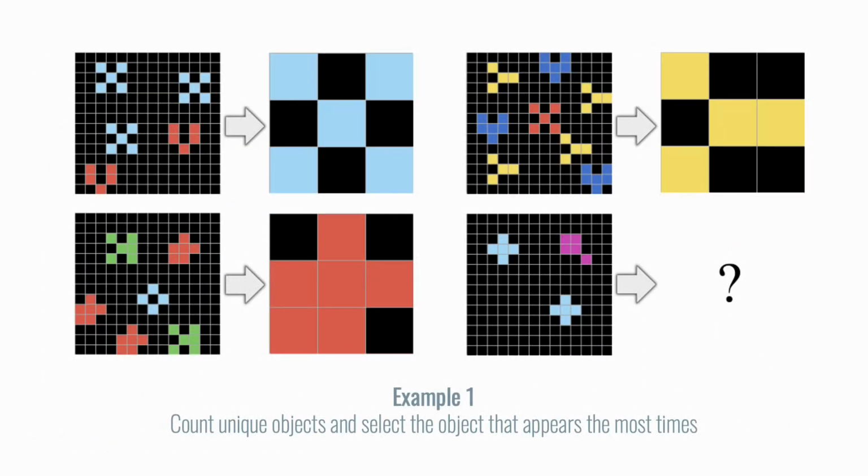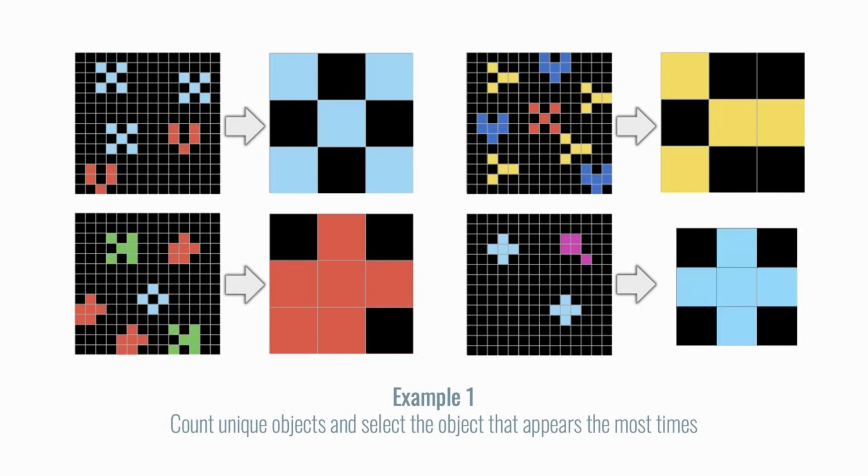For instance, in example 1, we are given 3 sets of input and output grids. The goal of each ARC problem is to predict what the output will be when we are given the 4th input. In this example, the rule is to count unique objects and select the object that appears the most times.